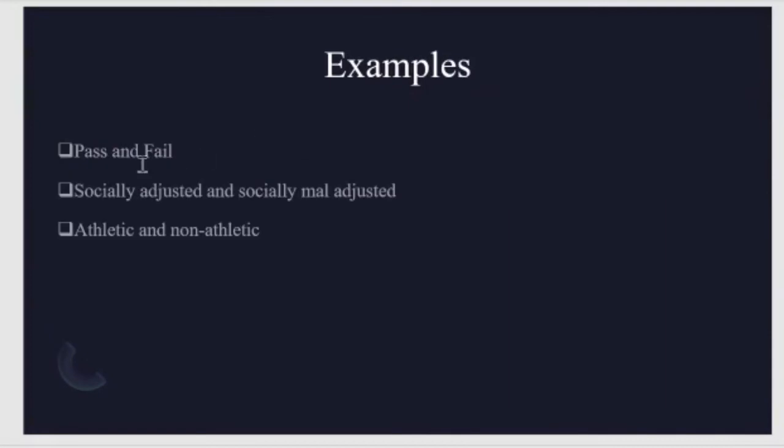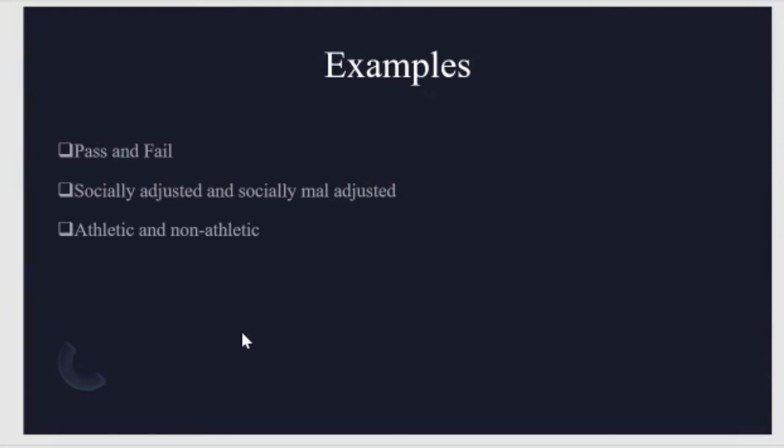An example like pass and fail, or socially adjusted and socially maladjusted. They are not genuinely dichotomous. Socially maladjusted, I think that is not socially approved, but you think that is socially approved. We have many things like, let's suppose, gay marriage. I think it is not socially acceptable, you think it is socially acceptable. For me, if someone is homosexual, I think the person is not normal, but you think the person is normal.